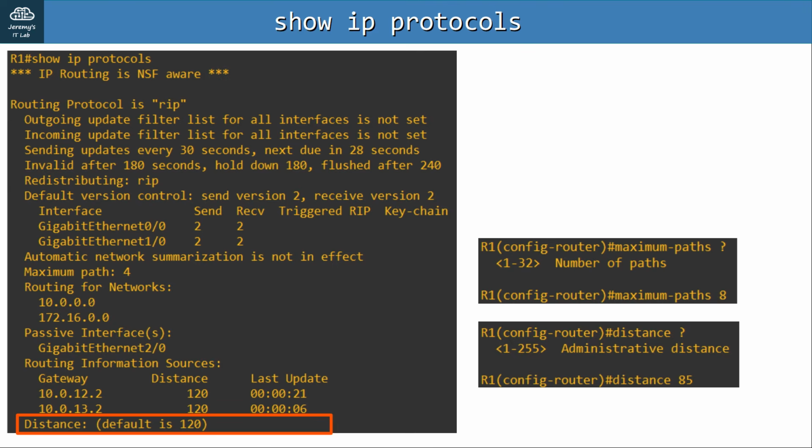This can be changed with this command from RIP configuration mode. Distance, followed by a number, 1 to 255. For example, if you want to make RIP routes preferred over EIGRP routes for some reason, you could set it to 85 like I just did, to make RIP's AD lower than EIGRP's AD of 90. The distance command is the same for EIGRP and OSPF also, by the way. Okay, that's all for RIP.